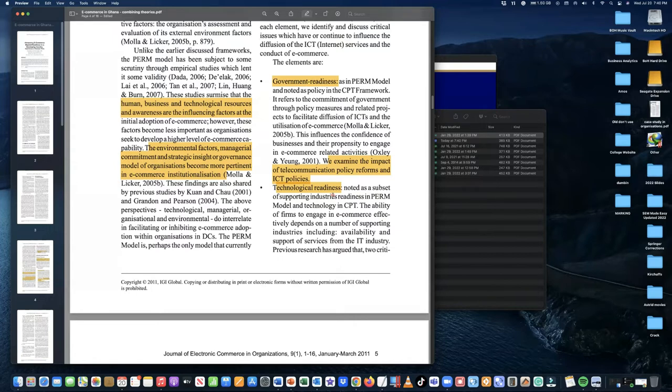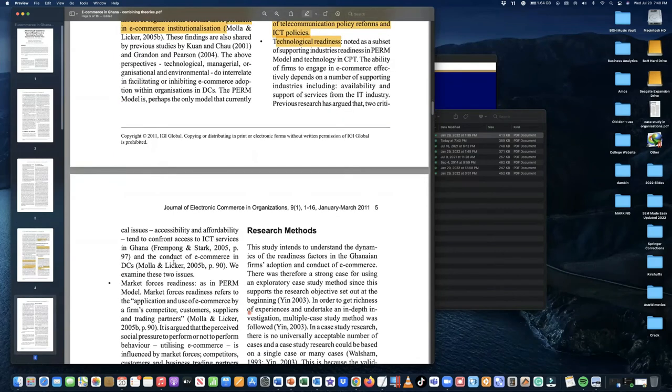Okay. The ability of firms to engage in e-commerce effectively depends on the number of supporting industries, including availability of support services from the IT industry. Previous research has argued two critical issues, accessibility and affordability. So you see that he has taken a variable already, but he's looking at literature to support what he's talking about. The rest is coming from accessibility and affordability to confirm access to ICT services. So we examine these two issues, accessibility and affordability, within it.